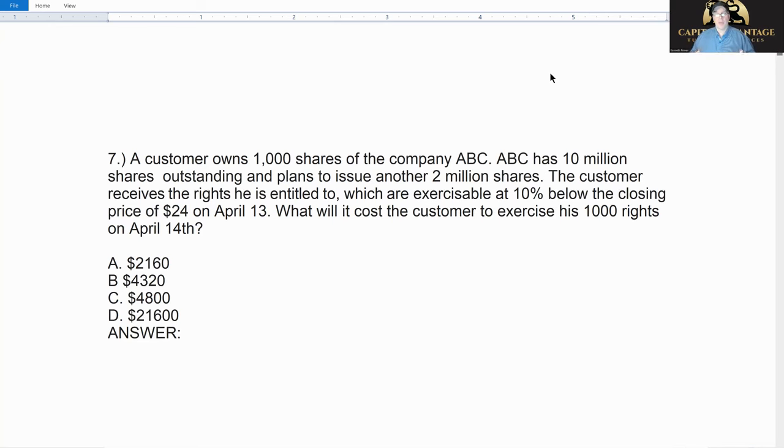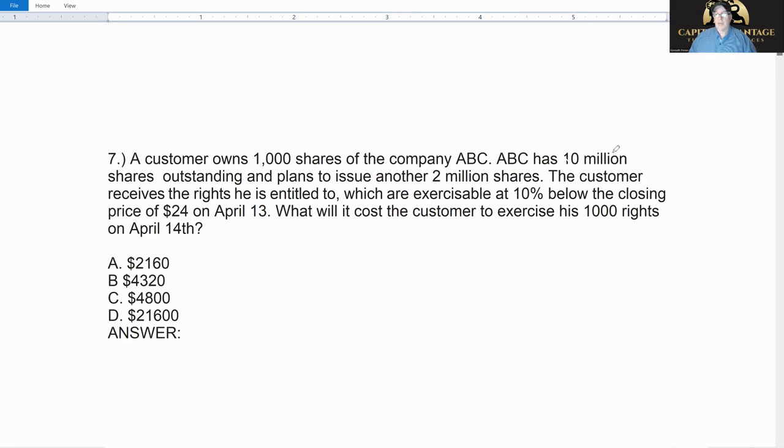So we have to figure out a couple of things. There's two ways to do this. First of all, we have to figure out how many extra shares he or she is going to buy. So he has 1,000 shares outstanding and they issue more shares. So I'm going to show you two different ways to do it. I do it this way.